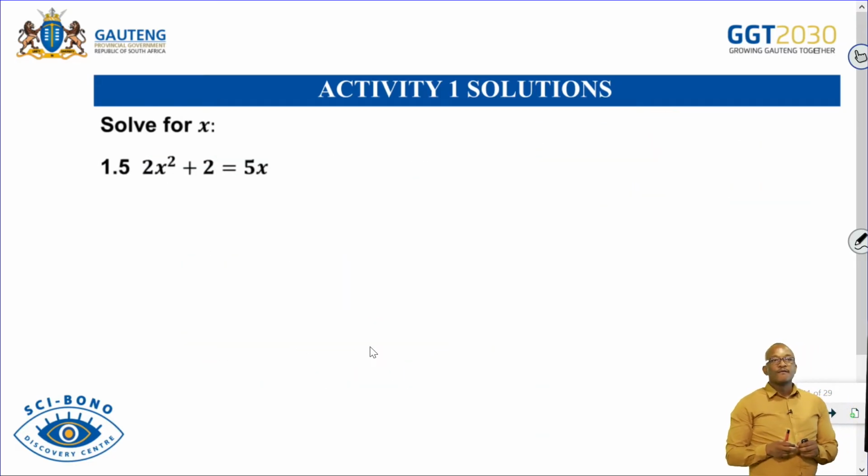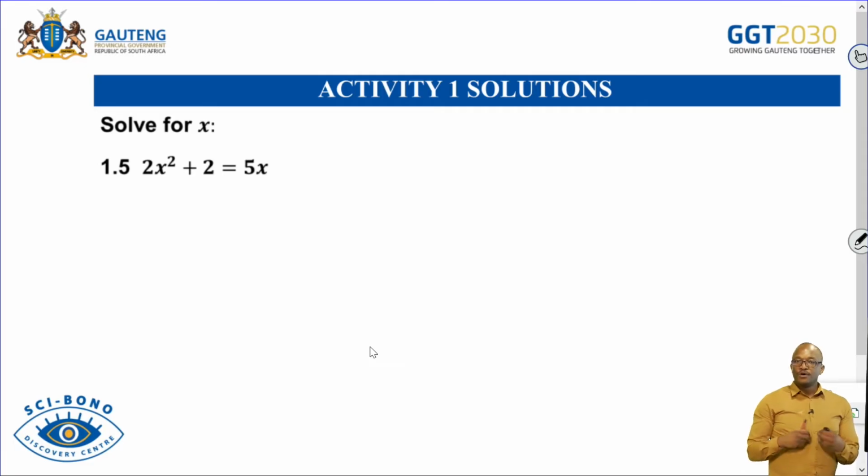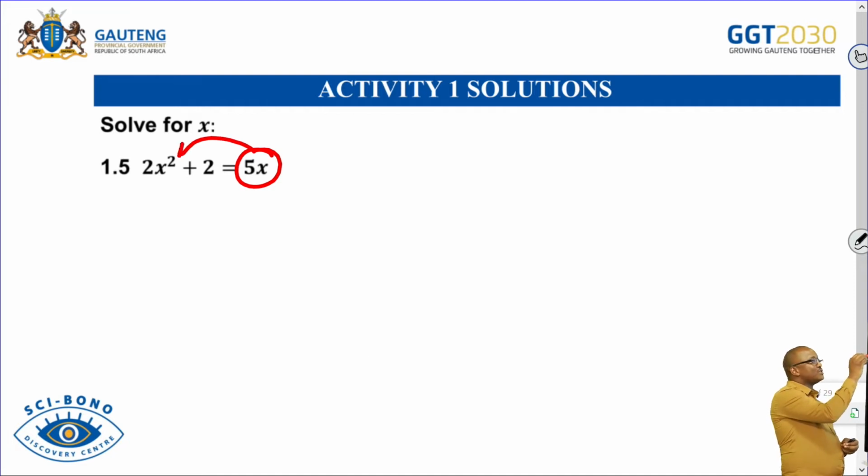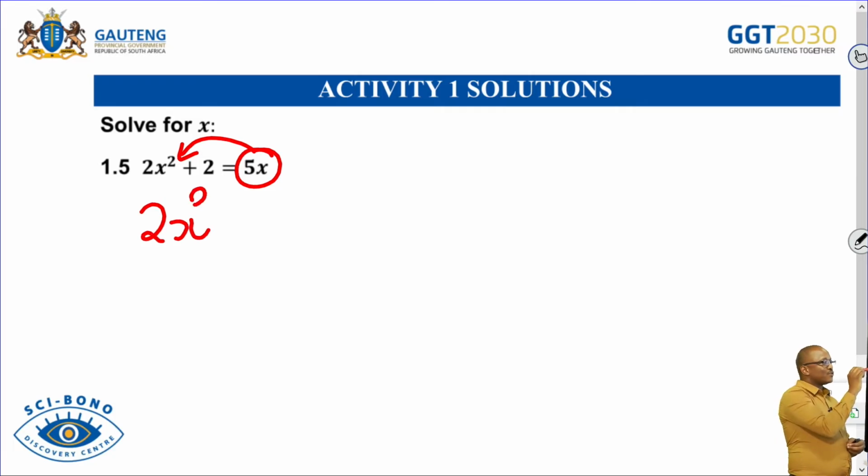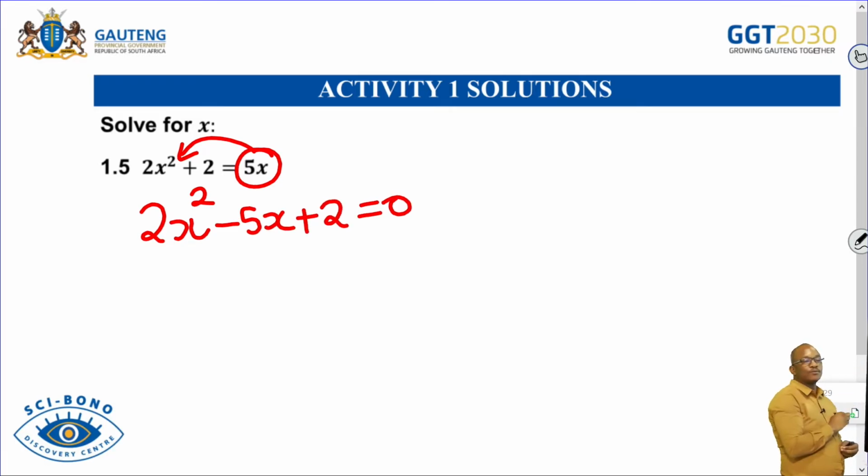The last one, it looks simple. We only have to put our equation into the standard form. Remember, when you put it in the standard form, it must be x squared, x, and a constant. The question is 2x squared plus 2 is equal to 5x. Then if I were to take this 5x and transpose it, it must go straight in the middle. Then we're going to have 2x squared minus 5x plus 2 is equal to 0.